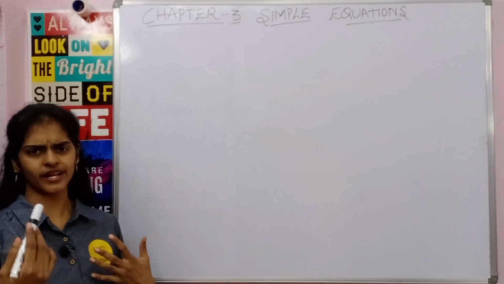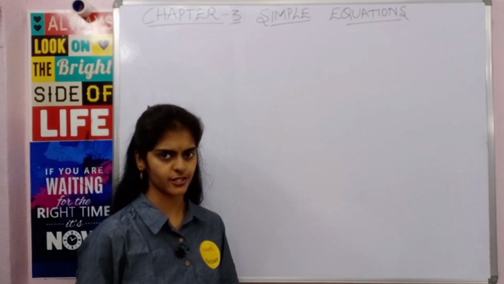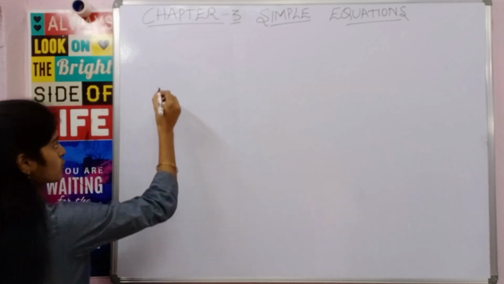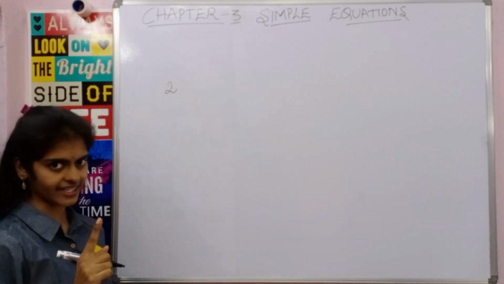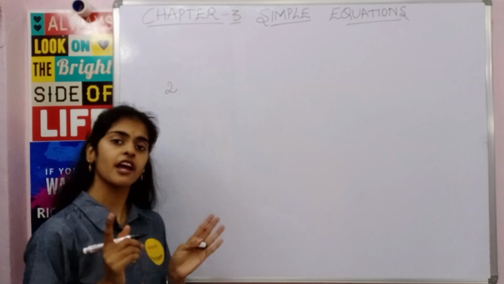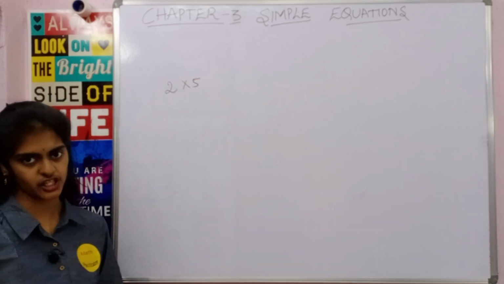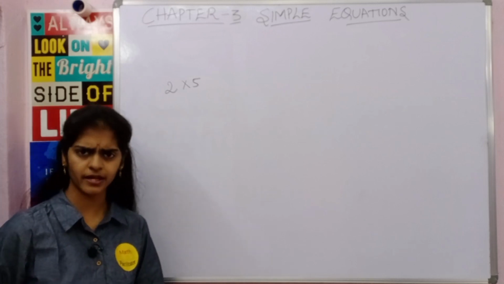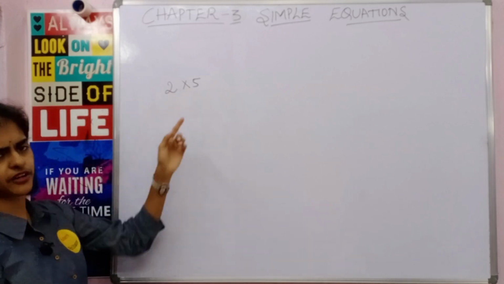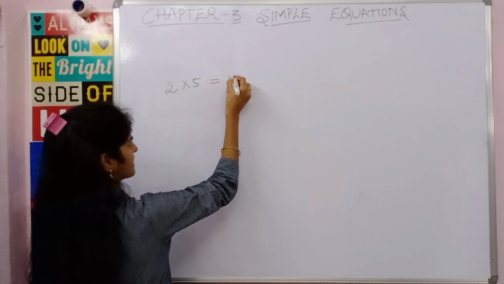Suppose you went to a shop and you bought chocolates, and each chocolate costs 2 rupees. You have bought 5 such chocolates, so you bought 5 chocolates of 2 rupees each. How much do you pay to the shopkeeper? It is nothing but 2 into 5, you pay 10 rupees to the shopkeeper, right?